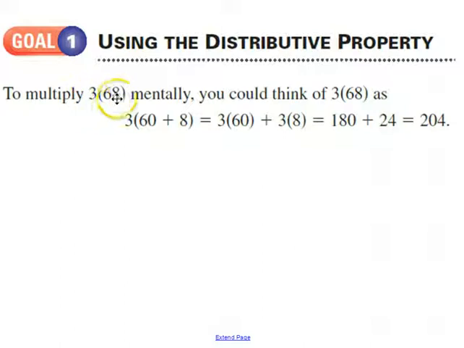If you had to do 3 times 68 in your head, one way to do it would be to separate out the 68 into two pieces, 60 and 8. Maybe that's easier for you to hold in your head. 3 times 60 plus 3 times 8. 3 times 60, well, that's 180. 3 times 8, well, that's 24. And then 180 plus 24 is 204. Maybe that's easier for you to do than 3 times 68 in your head without pencil and paper.